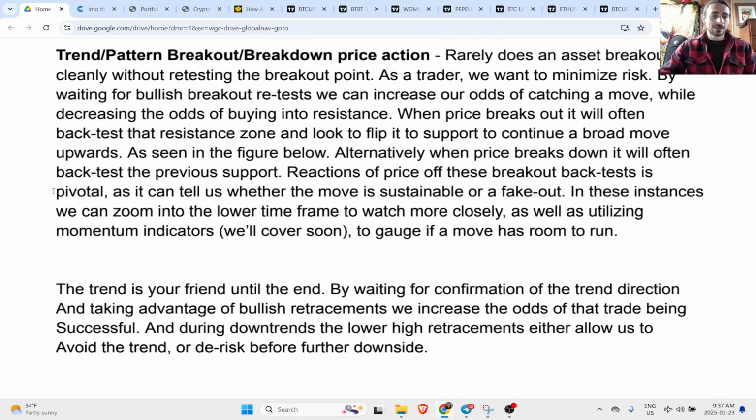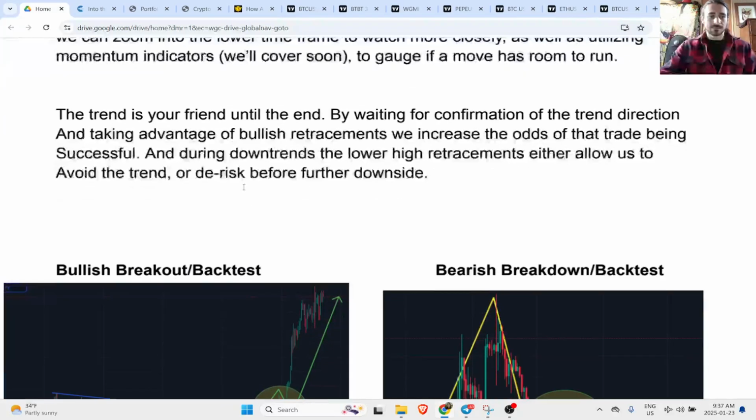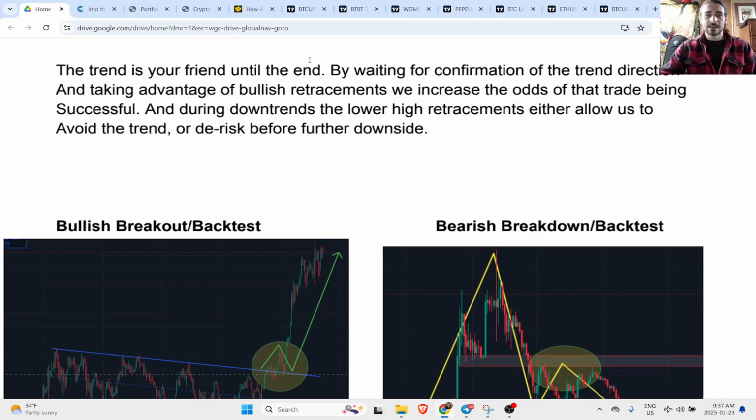So yeah, when they break out, we want to make sure that that higher low structure is forming, and we want to make sure that our momentum indicators, which I'll touch on in a little bit as well, are supporting that move that we're expecting. And then we can tell if it's a fake out move or if it might be a more sustainable actual reversal. So then we can see here, the trend is your friend until the end.